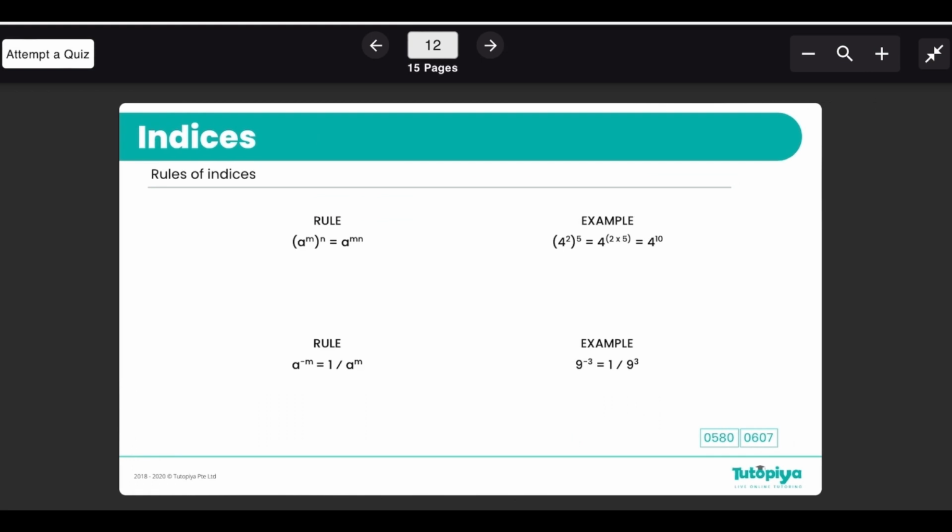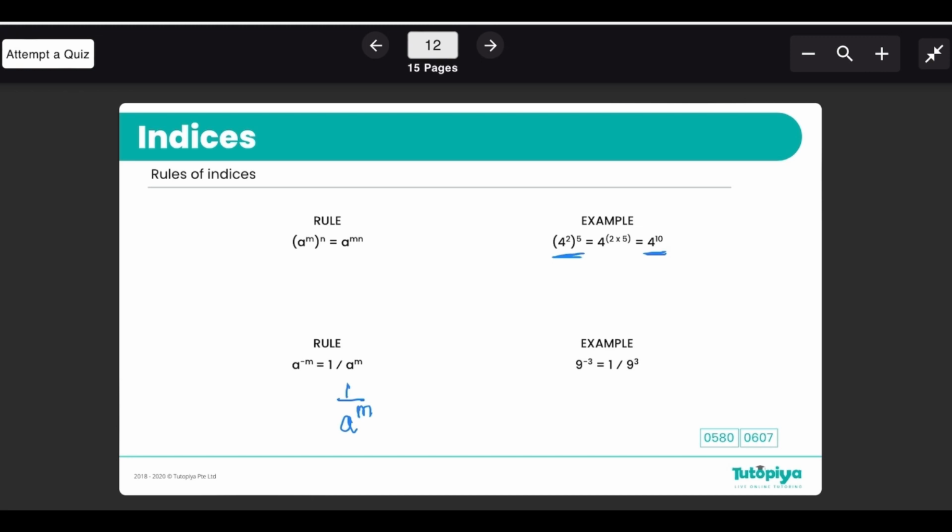And moving on, the next rule is a to the m to the power of n. So when you have something to the power and you're powering that again, the powers will multiply. For example, when you have 4 squared to the power of 5, the powers multiply, resulting in 4 to the power of 10. Similarly, a to the power of negative m, you can basically write as 1 over a to the power of m by taking the negative at the bottom.